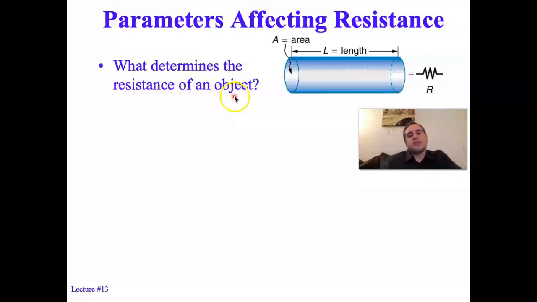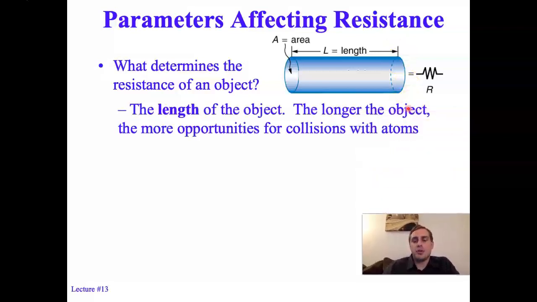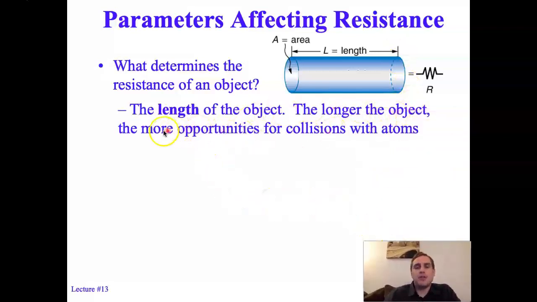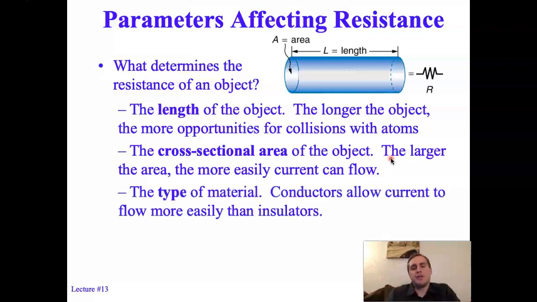What determines the resistance of an object? Well, think about the cross-sectional area, think about the length, and think about the material. The length of an object is going to matter, for sure. The longer the object, the more opportunities for collisions with atoms. The larger the cross-sectional area, the more easily current can flow. If it's a narrower cross-sectional area, that's like having a thinner pipe, and there's more resistance to flow.